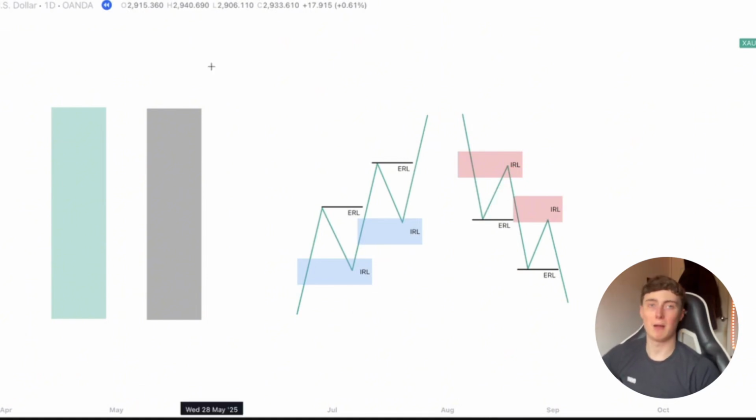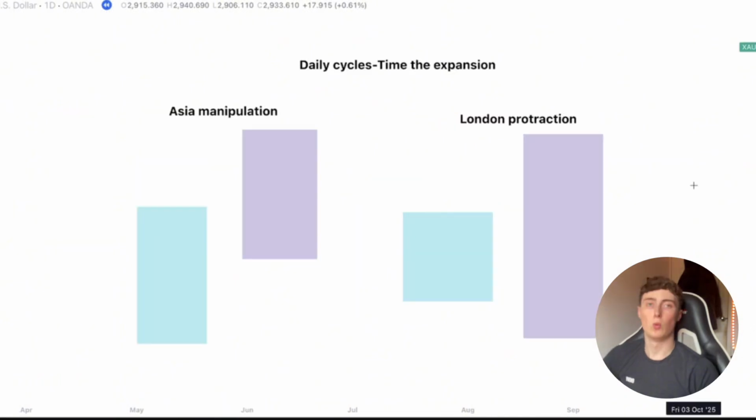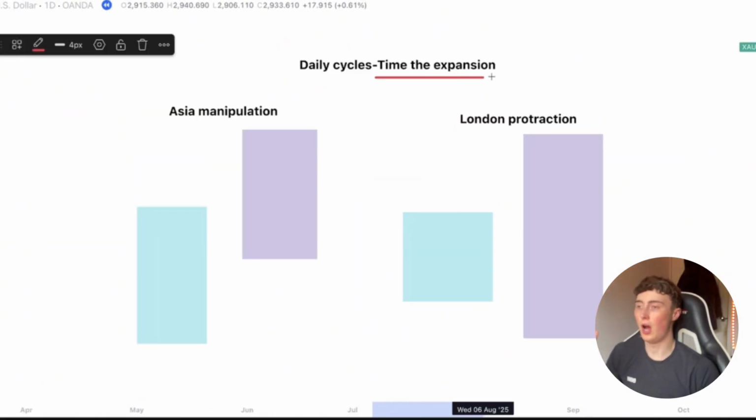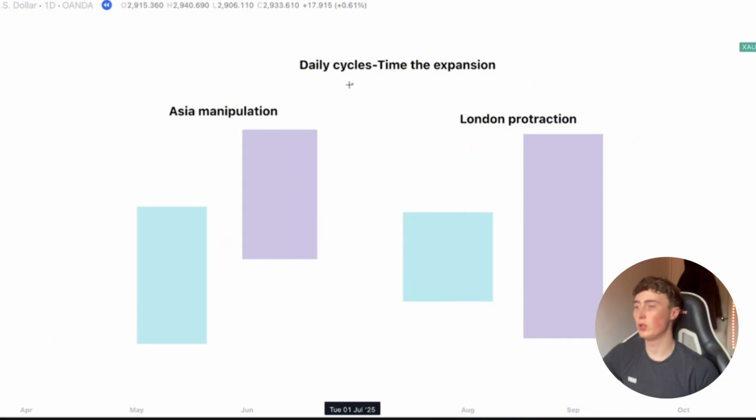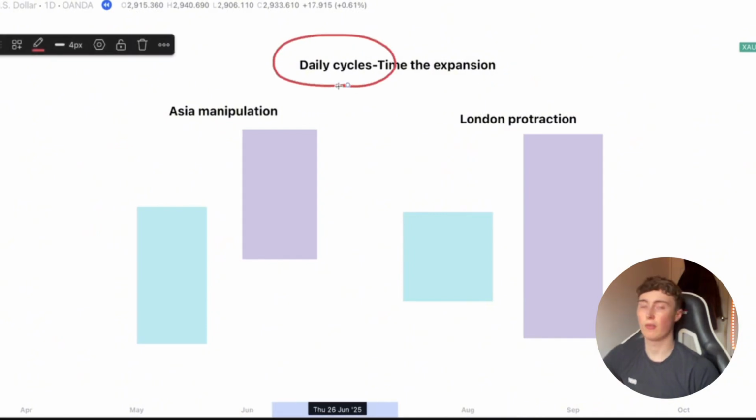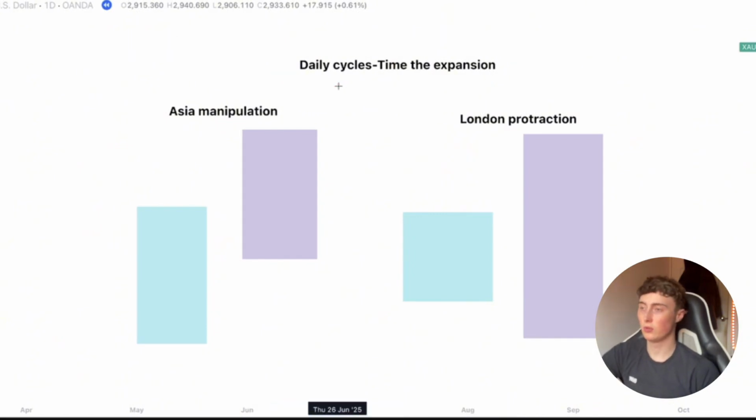And then the next step is navigating the intraday. So when it comes to the intraday, my main goal here is to be able to time the expansion. So once I have that daily bias, I want to know when price is actually going to move towards my target. And to do this, I use something called daily cycles. Essentially, they're frameworks made up of the kill zones that tell me when price is actually going to move and what session price is going to move in.